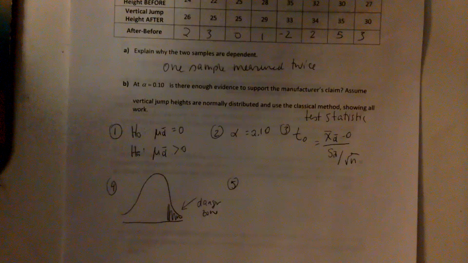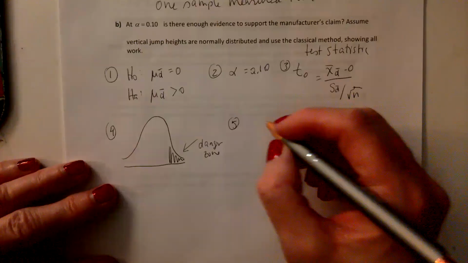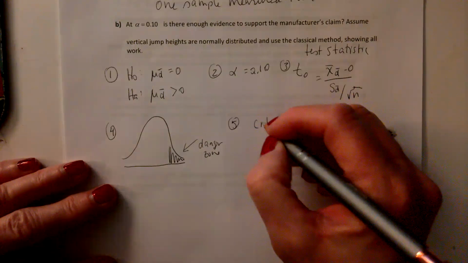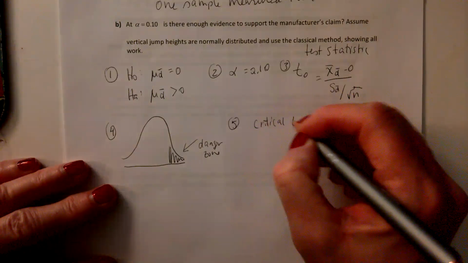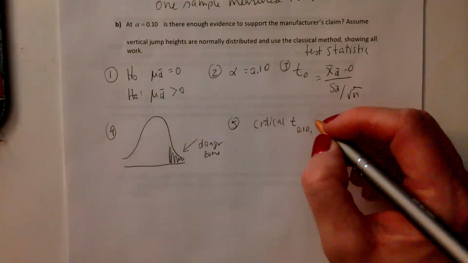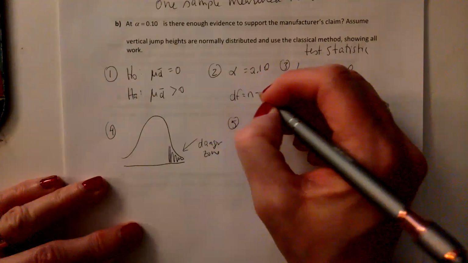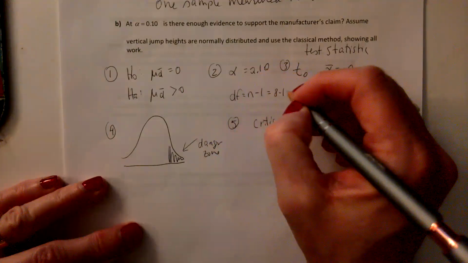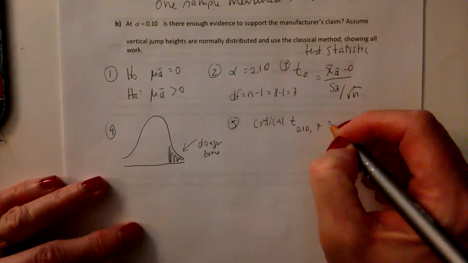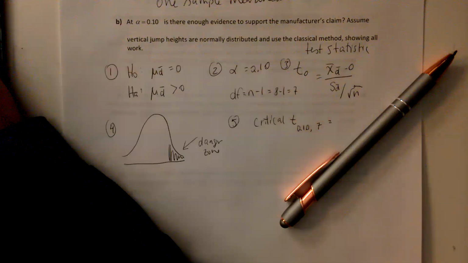With the classical approach, we have a danger zone, right? But we can also use both methods, the danger zone and the p-value. So we'll need a critical t-value at alpha 0.10 and degrees of freedom, right? Because it's a t, so degrees of freedom is equal to n minus 1, and n minus 1 is 7. Okay, so I think we're all set up to go to Desmos here.